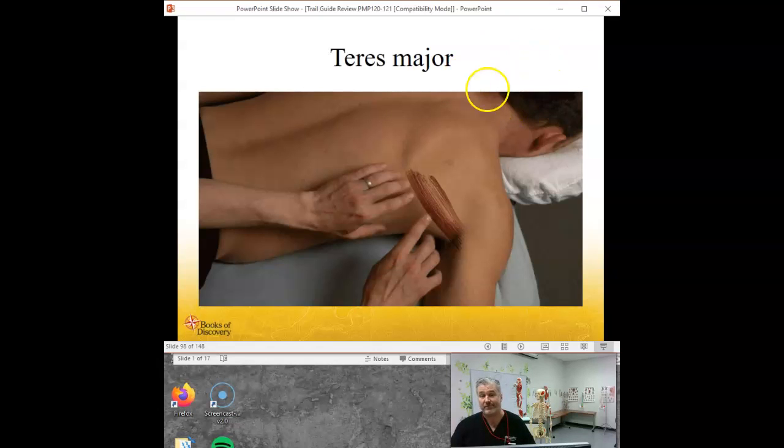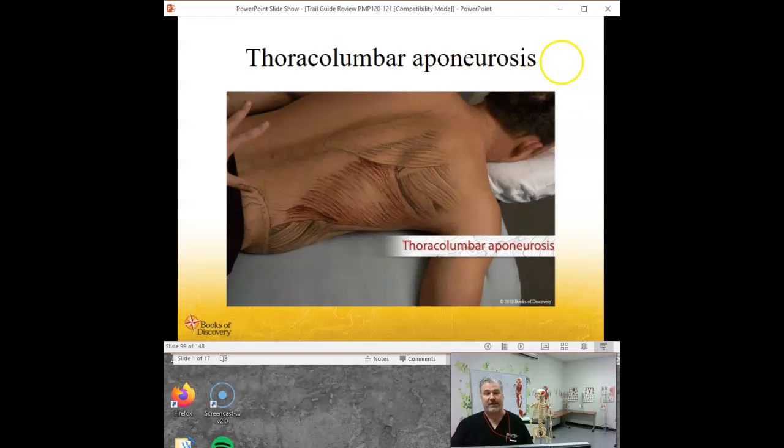Good job. That was hard because there's nothing else around it in this picture for you to kind of guess with. By the way, they're just showing you a picture. It's not a great picture of the thoracolumbar aponeurosis because a lot of stuff weaves into it. It would be this entire spot down here. It's the thoracolumbar aponeurosis, and all this stuff kind of weaves down into it.